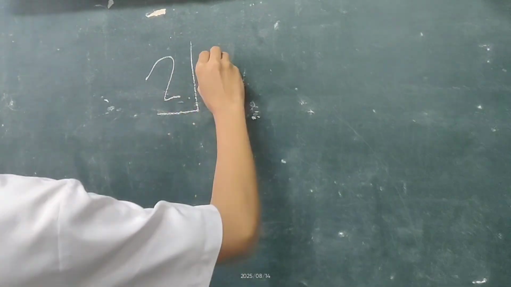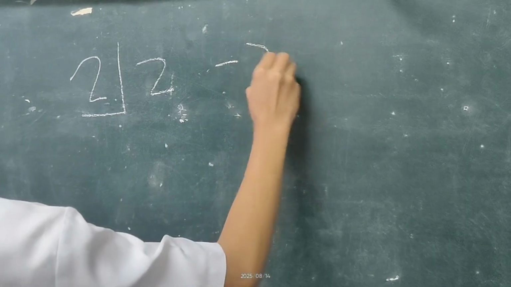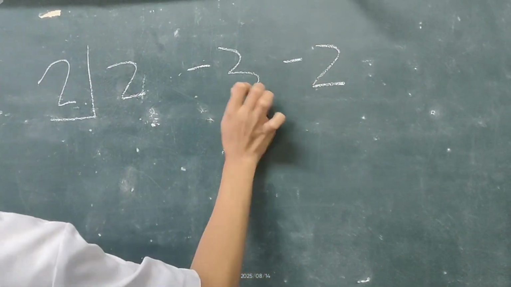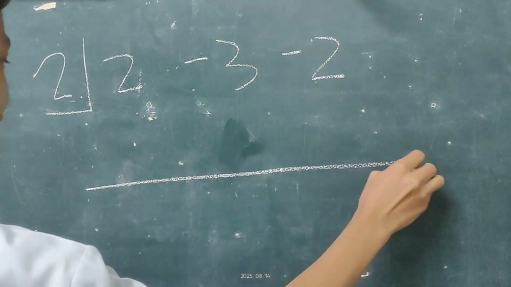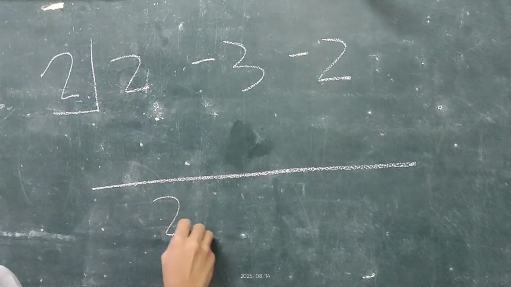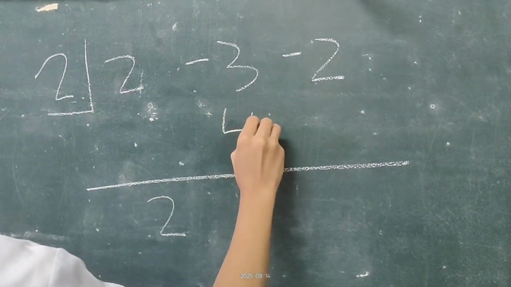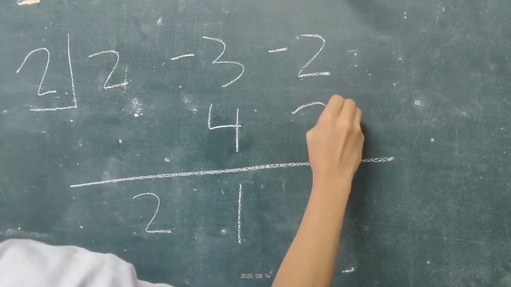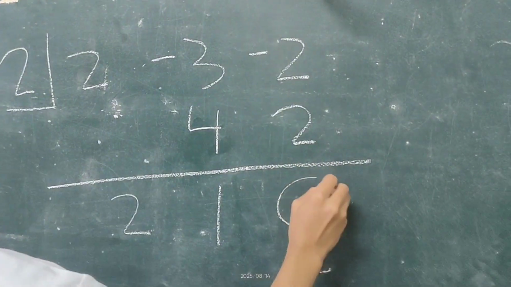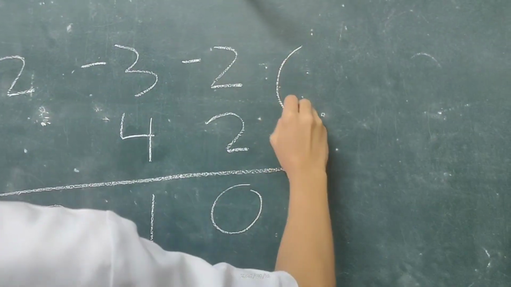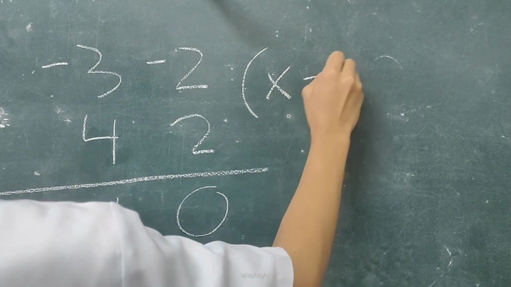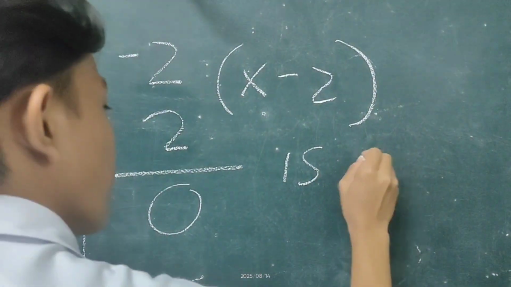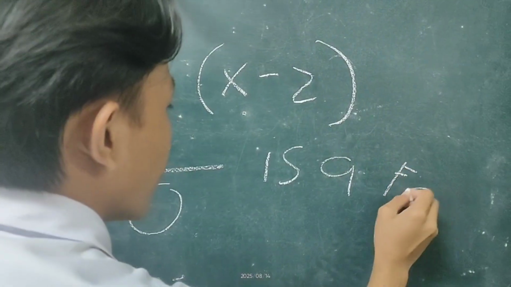Let's write our divisor, which is positive 2, and then our polynomial coefficients positive 2, negative 3, and negative 2. Bring down 2, and then multiply the positive 2 and 2, which is 4. So, add negative 3 and 4, which is 1. Then multiply again, and then add, which is 0.